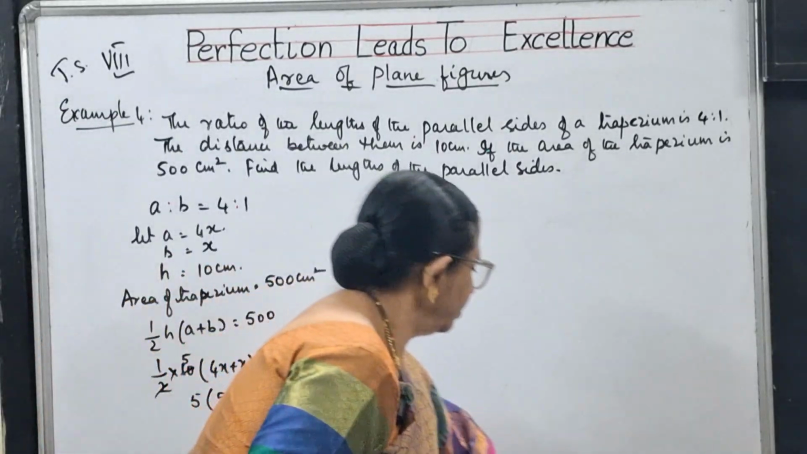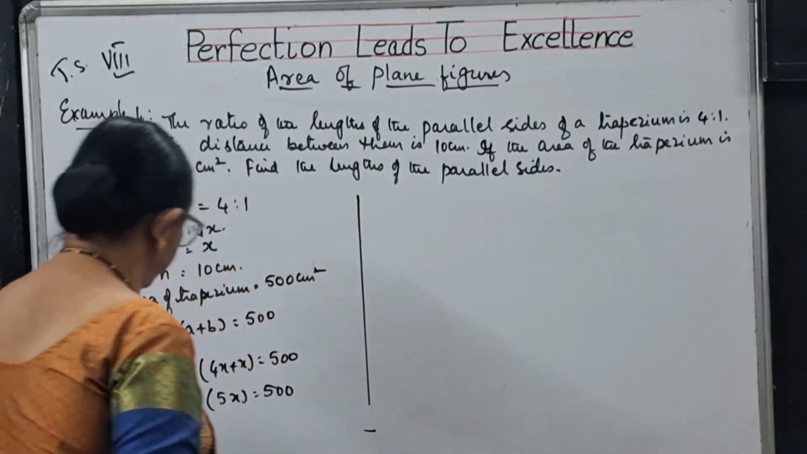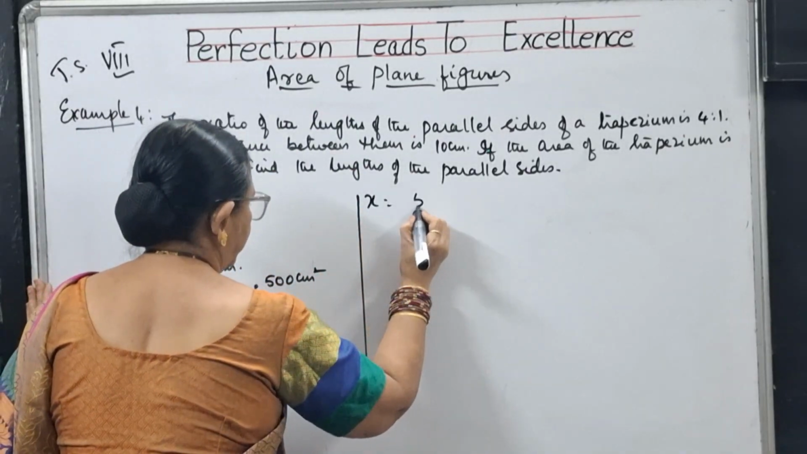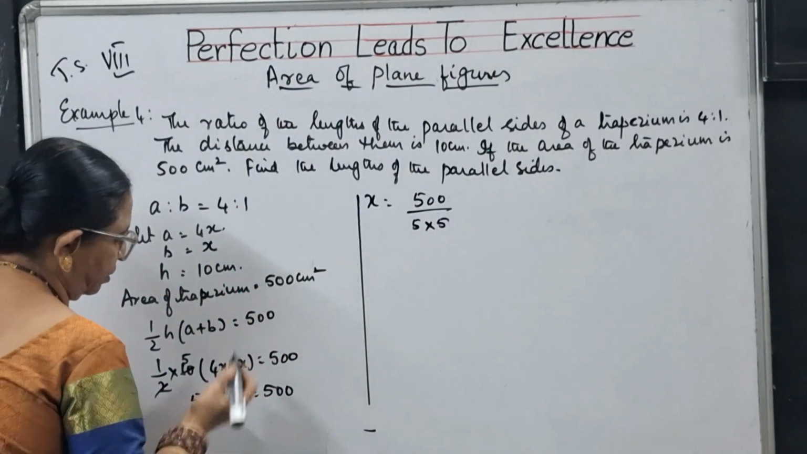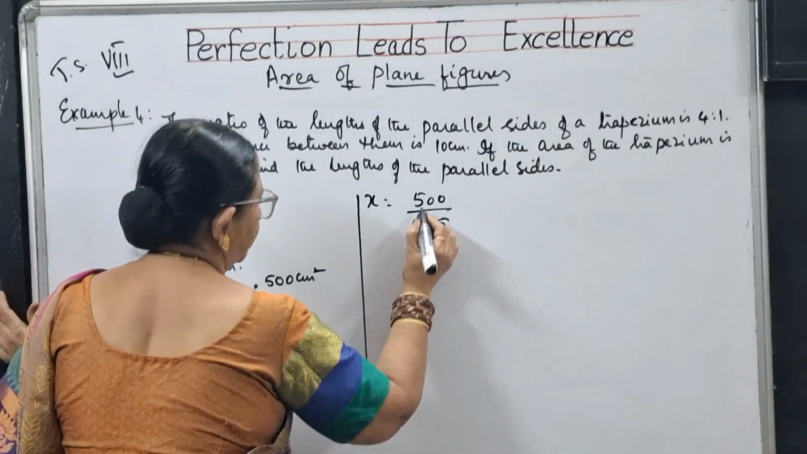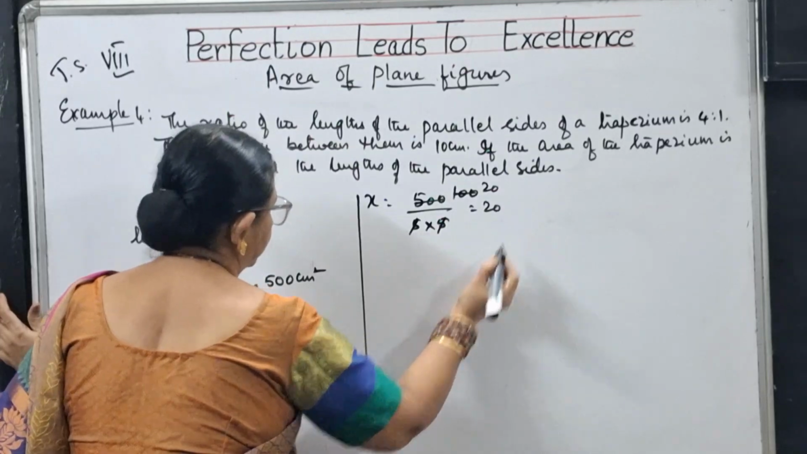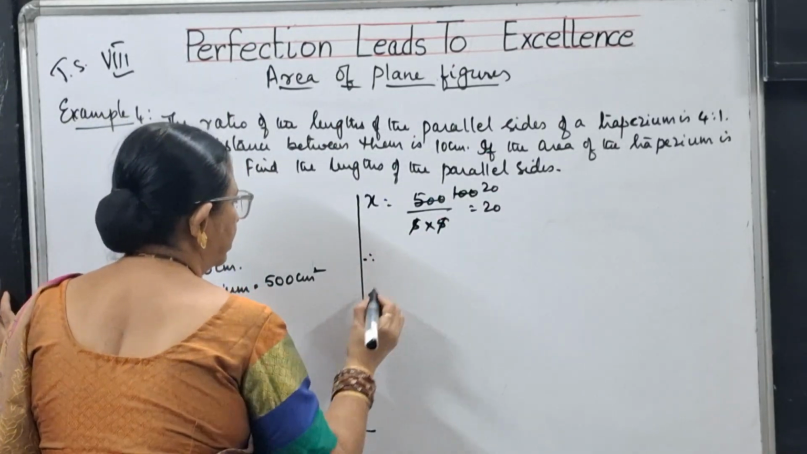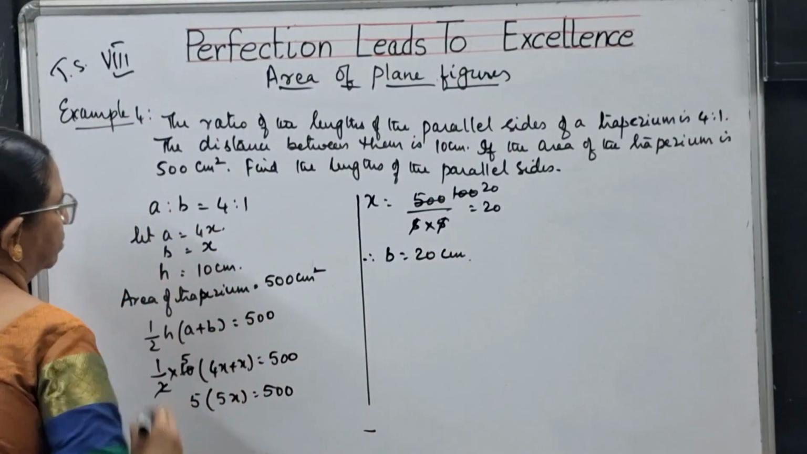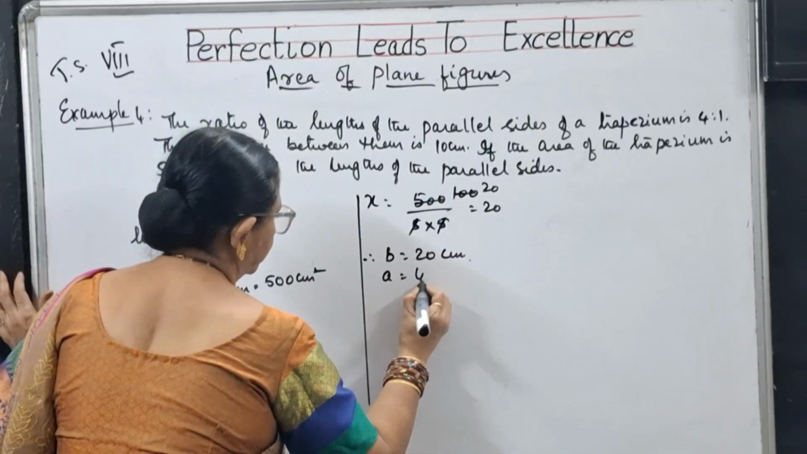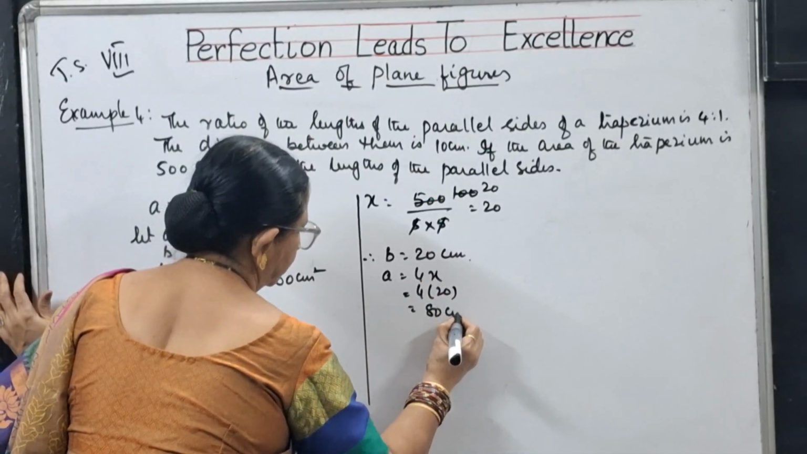That means x is equal to 500 divided by 5 into 5. This 5 into 5 I have written here. So 5 ones are 5, 5 twos are 10, 0 0. So x is equal to 20. x is equal to 20 means b is equal to 20 centimeters because b is considered as x. a is equal to 4x, that is 4 into 20, that is 80 centimeters.